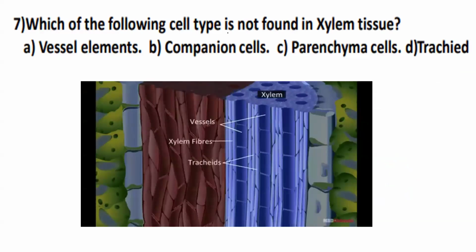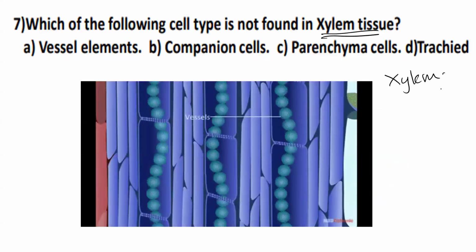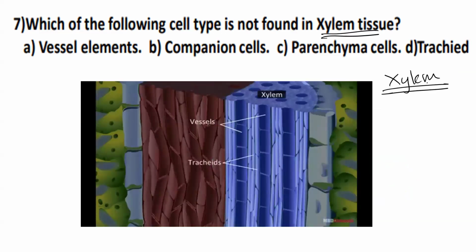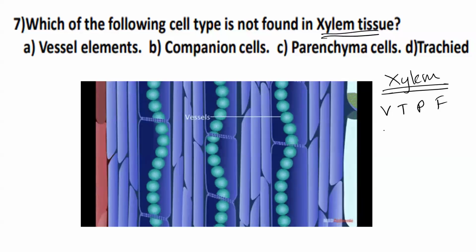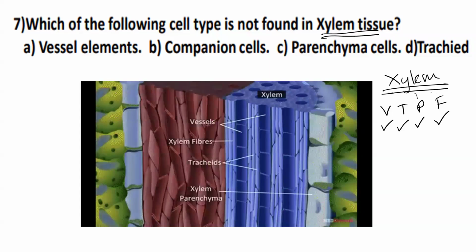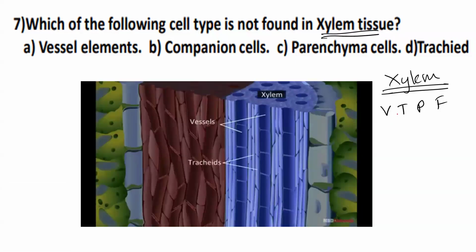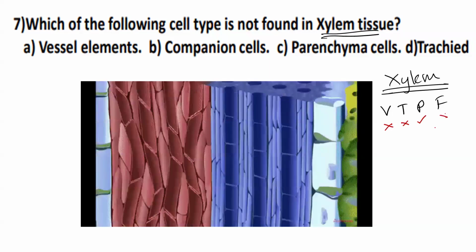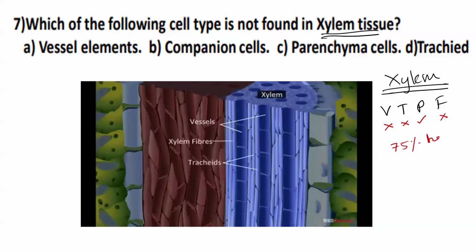Hurry. Which of the following cell types is not found in xylem tissue? Remember, xylem tissue is made out of four different types of cells. Short form is VTPF. Say it again, VTPF. Vessel elements, tracheids, parenchyma, and fiber. We can call it xylem parenchyma, xylem fiber, no problem. Considering their living and dead nature, vessel elements are dead, tracheids dead, only parenchyma is living, fiber is also dead. Because of that, 75% of the xylem is dead cells.